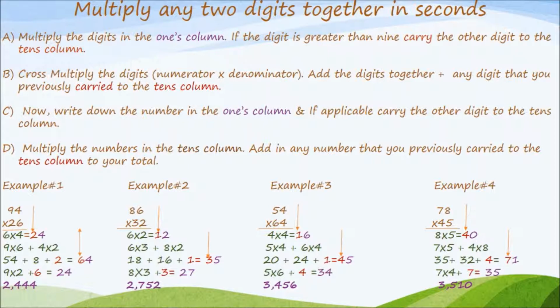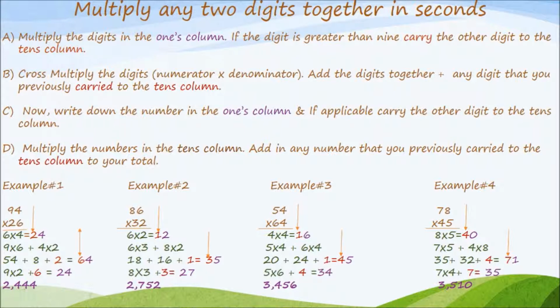So when we cross multiply, we have 9 times 6, which is 54, 2 times 4, which is equal to 8, plus that 2 we previously carried. Our total is 64. Let's set that aside. Now, the last step says multiply the digits in the tens columns. So we have 9 times 2, which is 18, plus we need to add in any number that we previously carried to the tens columns. And remember, we carried that 6 from 64 to that tens column, so let's add that in. So we have 18 plus 6, which is equal to 24.